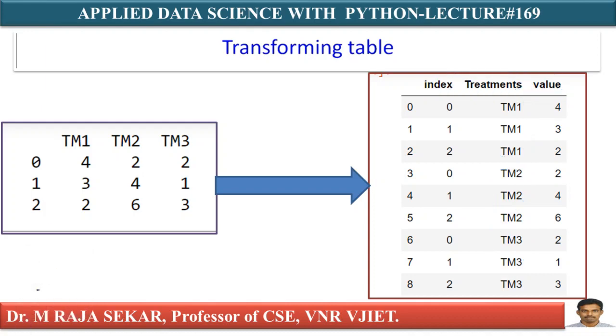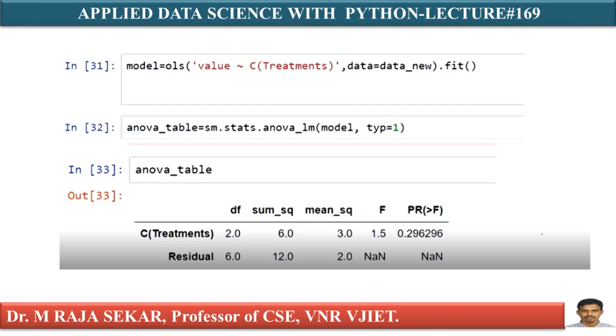Now my intention is, which one I have to construct? The Anova table. In order to construct the Anova table, first I must model it with OLS. What is the meaning of OLS? OLS means ordinary least squares, isn't it? Now I must model. Value means marks, treatment means teaching methodology. Student performance depends on treatments, depends on teaching methodologies. We need to identify which one is the dependent variable and which one is the independent variable.